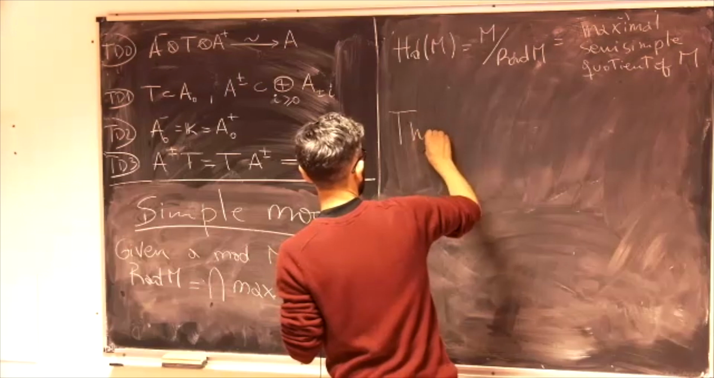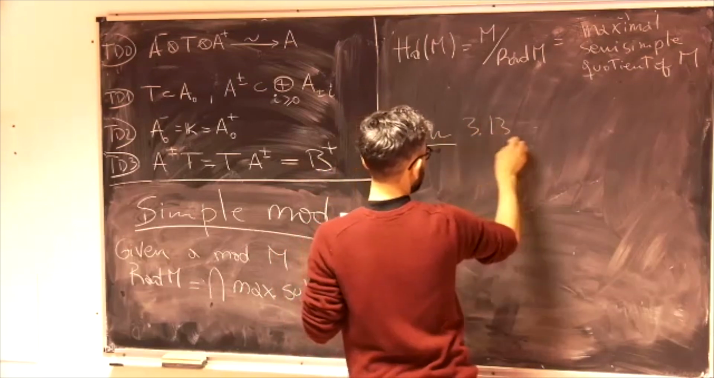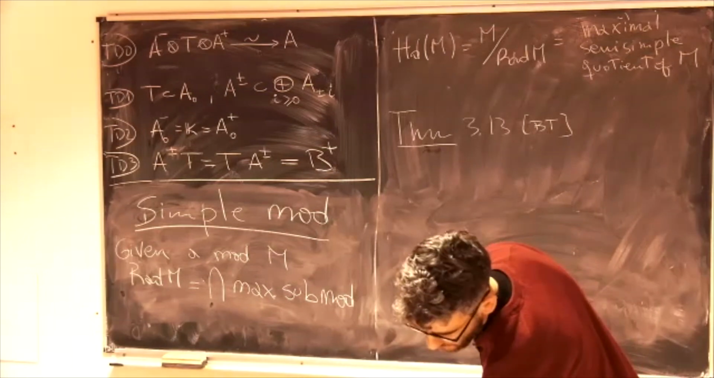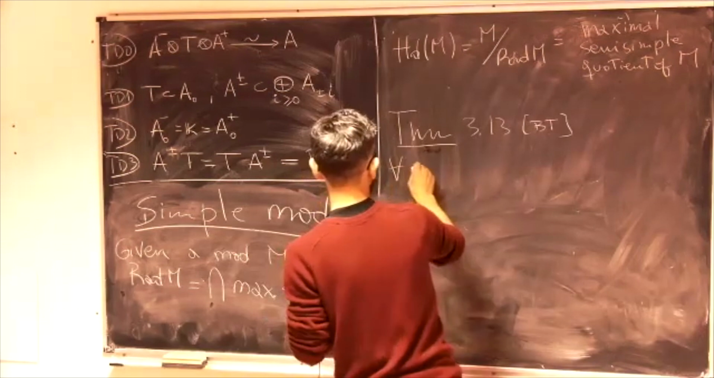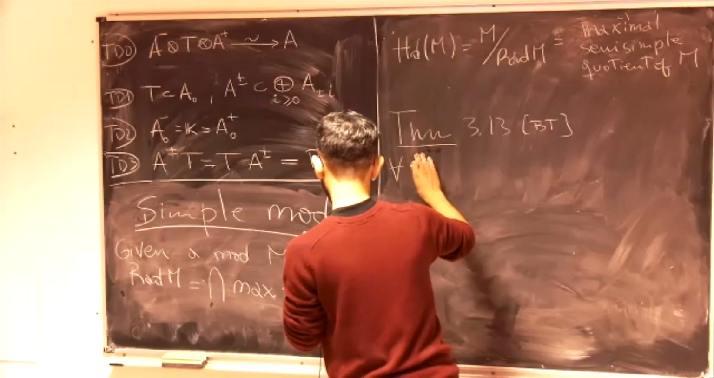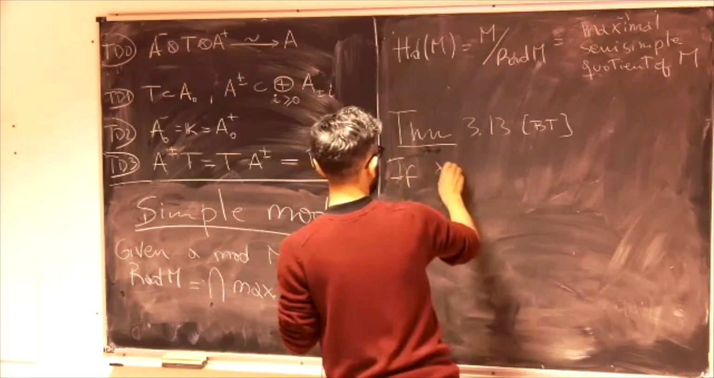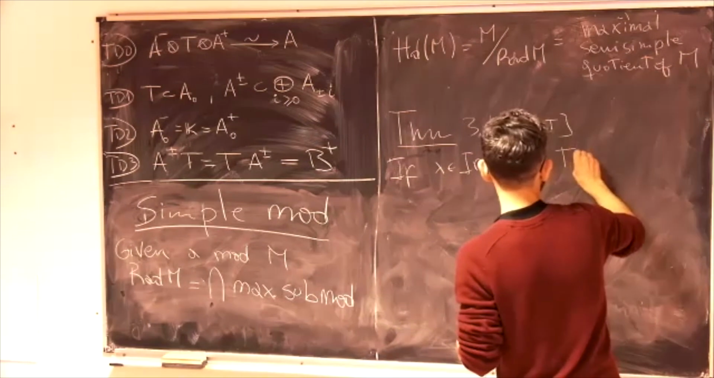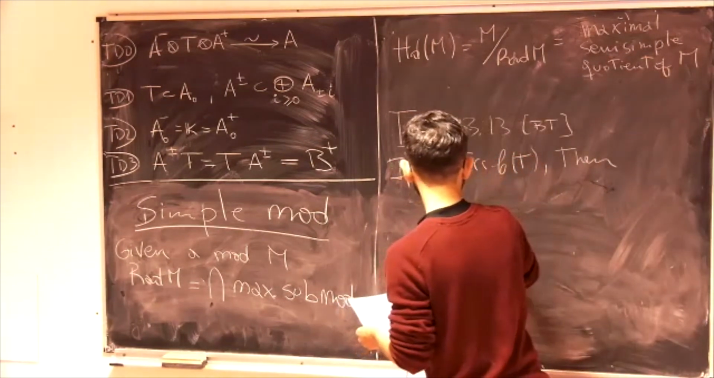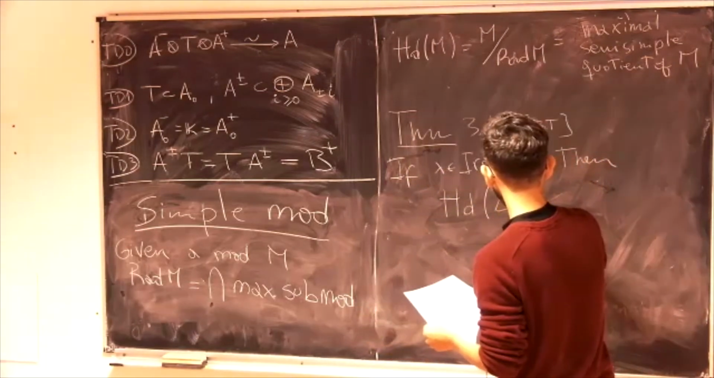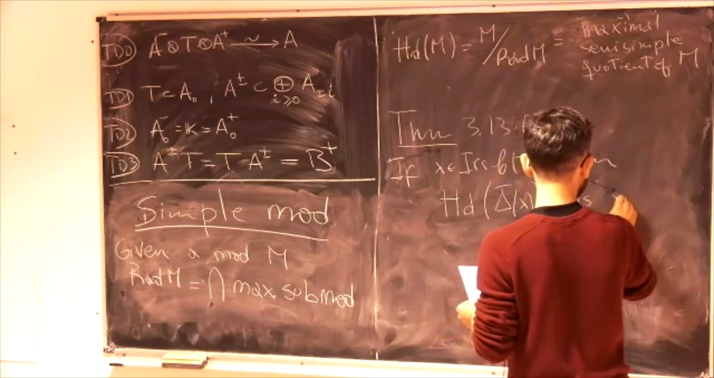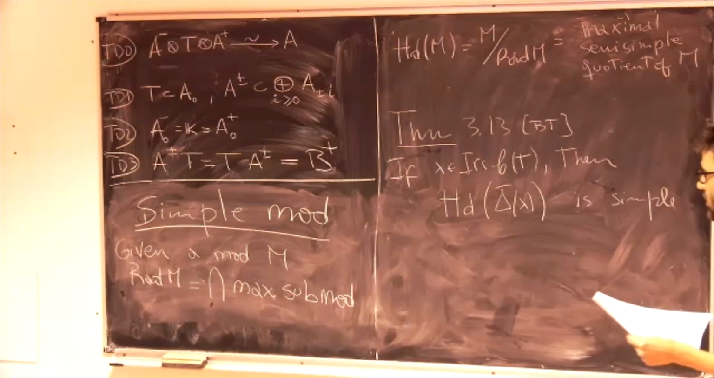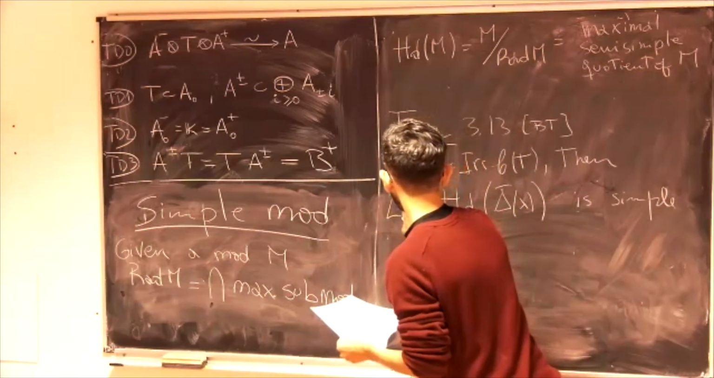So the theorem, which we will prove tomorrow, is the following. If lambda is a simple module over T, then the head of the proper standard module is simple. So the proper standard module has only one simple quotient, and we will denote this quotient by L lambda.